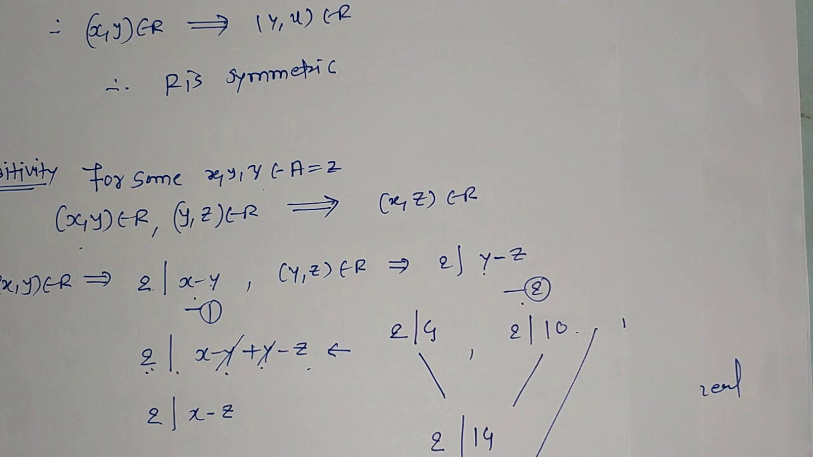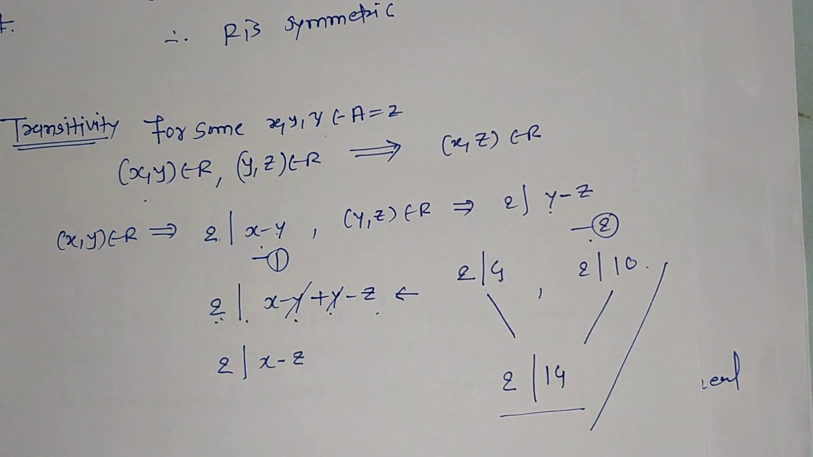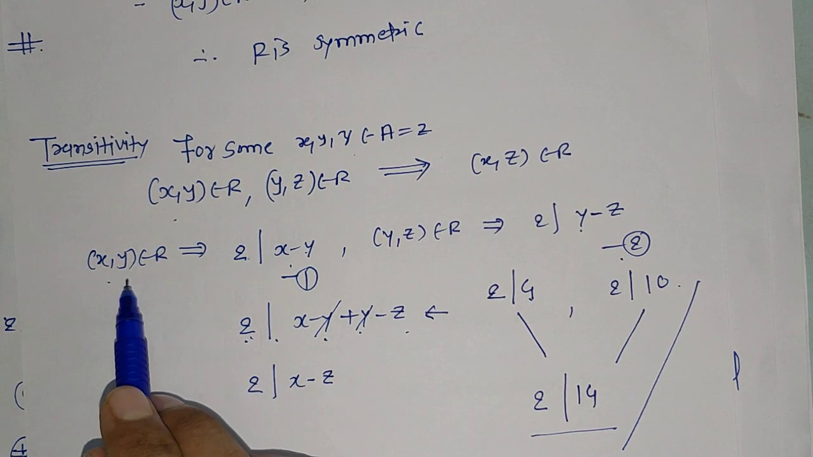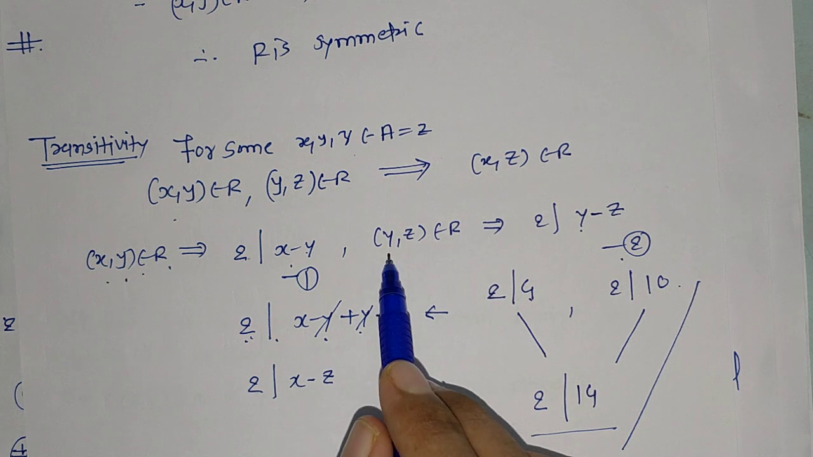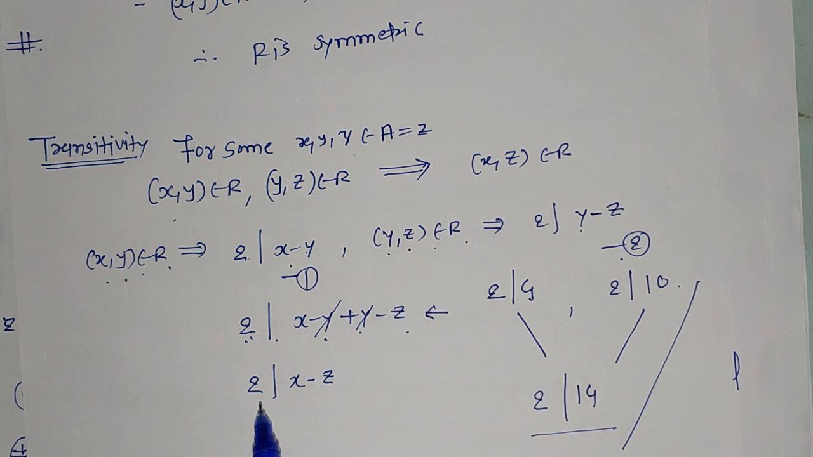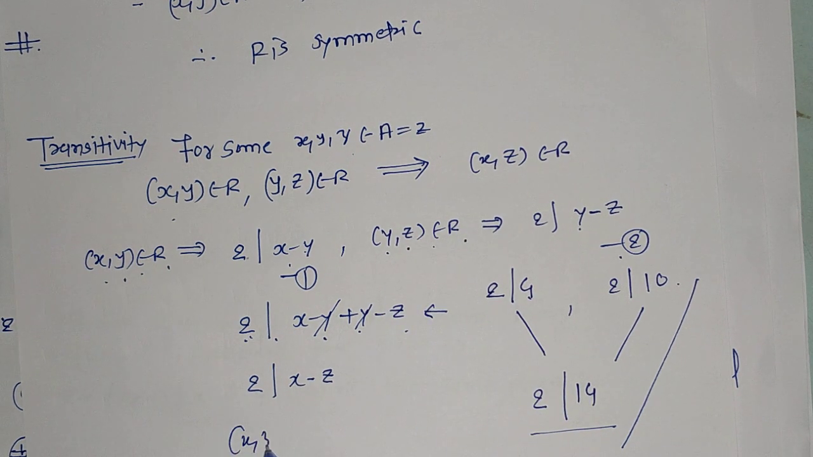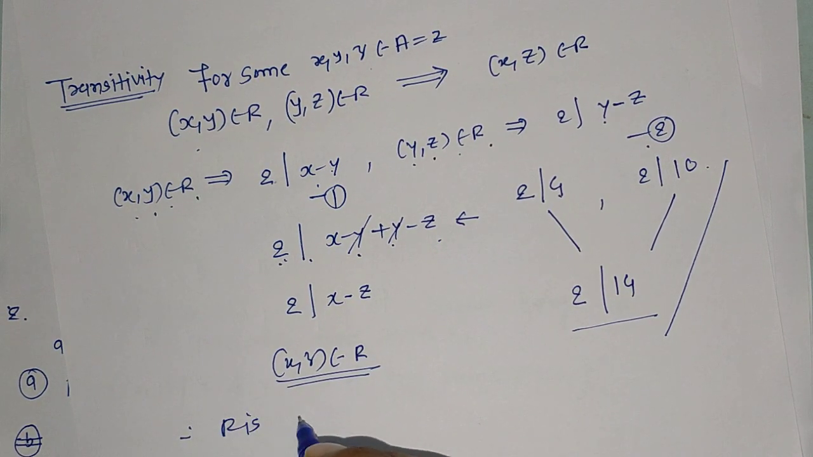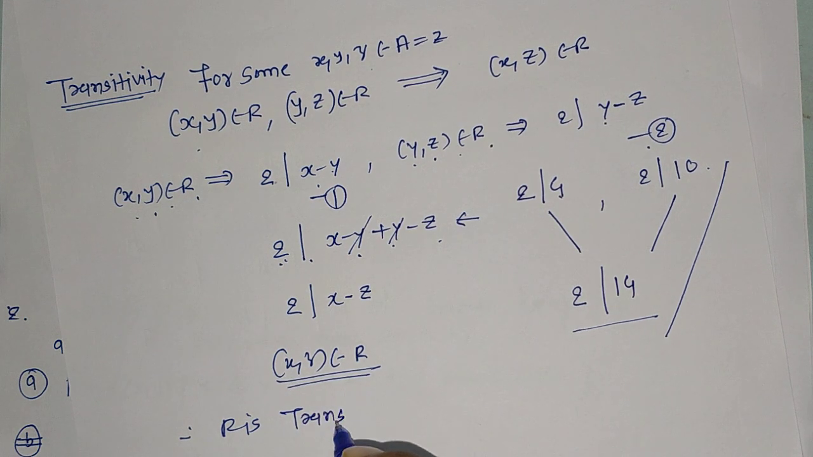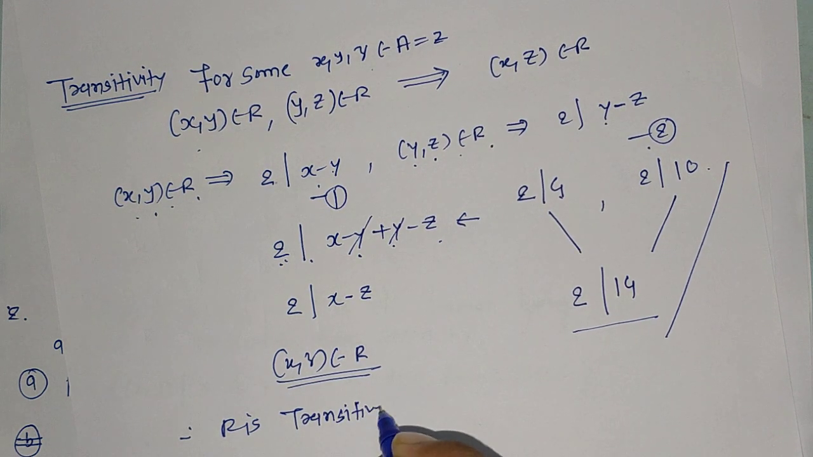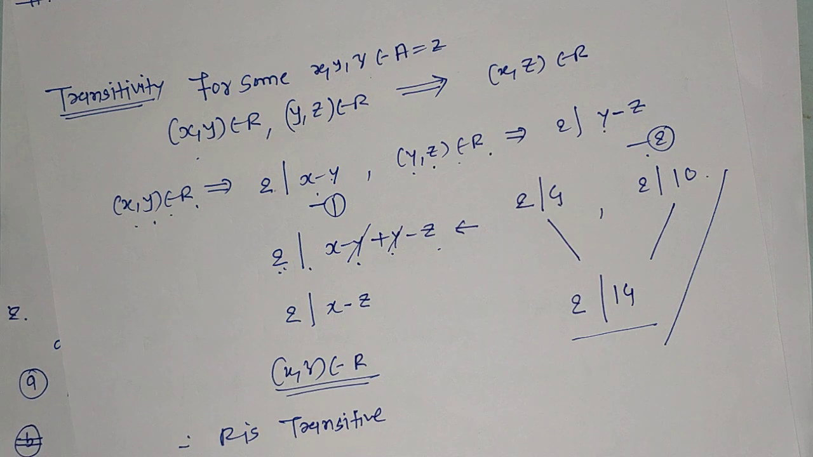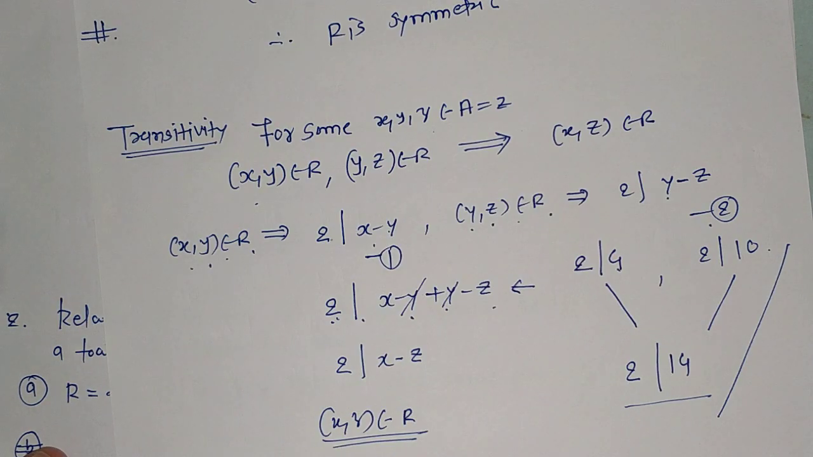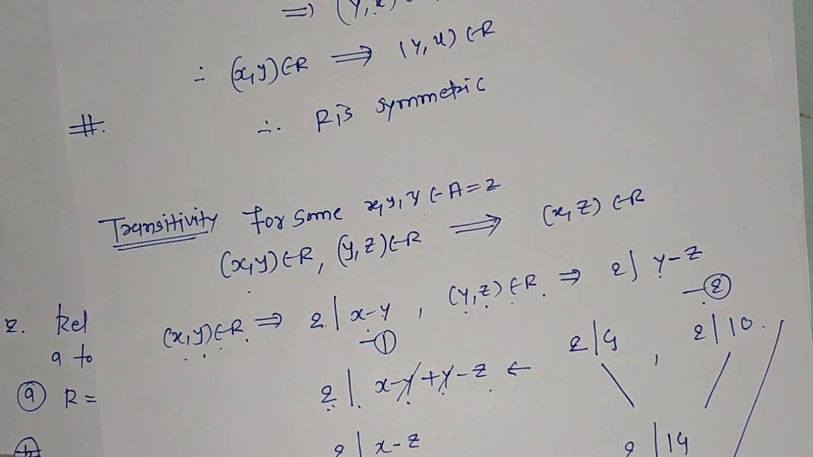So with this idea we have just proved that x comma y are in R, y comma z are in R, so x comma z is also in R. So R is transitive. And you can see R has satisfied reflexivity, symmetricity and transitivity.